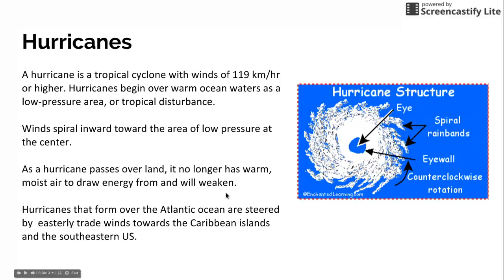So we had talked about the trade winds before, and we have those easterly trade winds that are steering any of these hurricanes towards the southeastern United States. So just a little bit on hurricane structure. In the middle you have the eye, and then where the eye meets those spiral rain bands, we have the eye wall, and then we have this counterclockwise rotation.